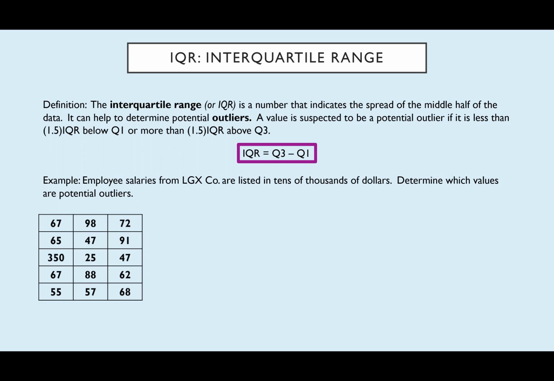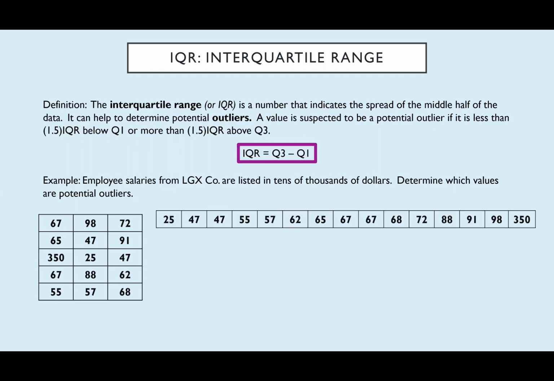So we have 67, 98, 72, 65, but we have this big one here, it's 350, quite large and definitely much larger than the other values we see. So how do we determine if it's a potential outlier? We have to determine what our quartiles are. So we order the data. We have 15 values, so we know that our median is going to be one of the values from the list, it's 67. From there, we split into lower and upper halves.